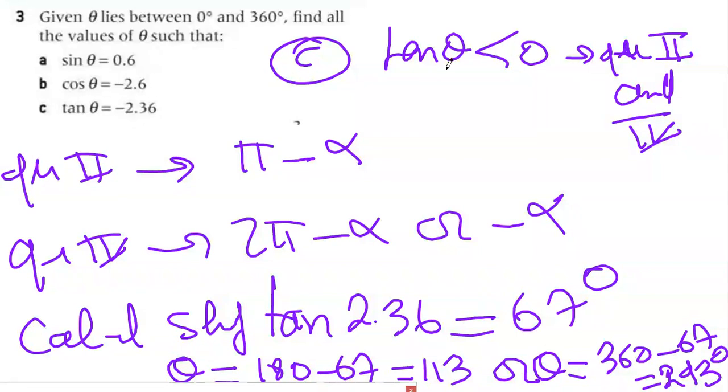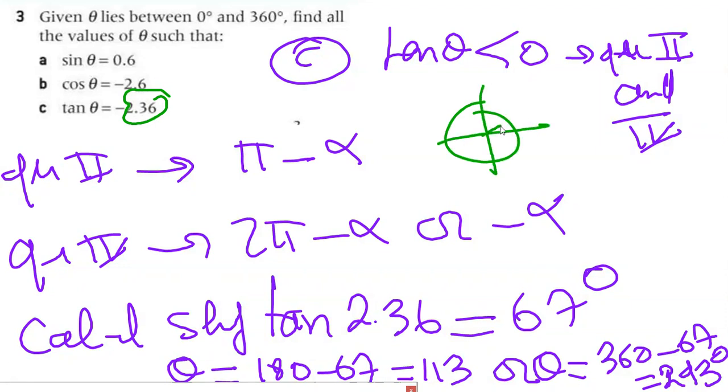Okay, excellent. It means I am in quadrant 2 and in quadrant 4. Tangent negative means one of the sine or cosine should be negative, so quadrant 2 and quadrant 4. If I take my calculator and do shift tangent 2.36, it will give me an angle in quadrant 1. What is the relation? How will I find the related angle in quadrant 2 and quadrant 4?